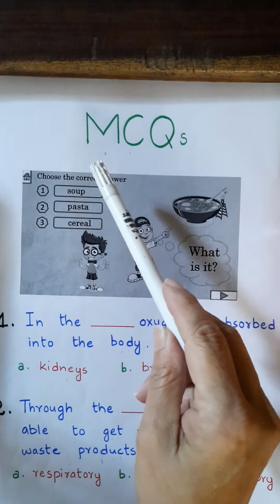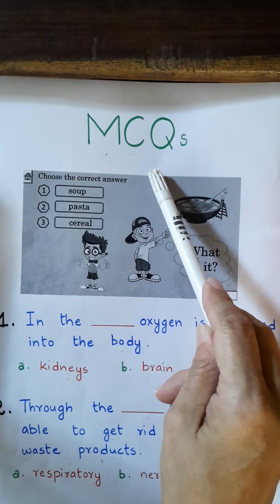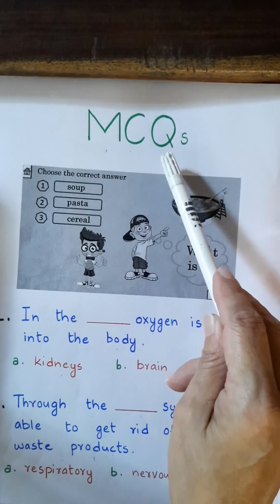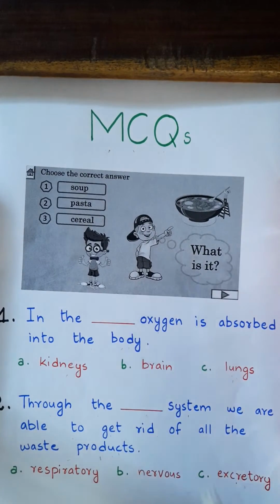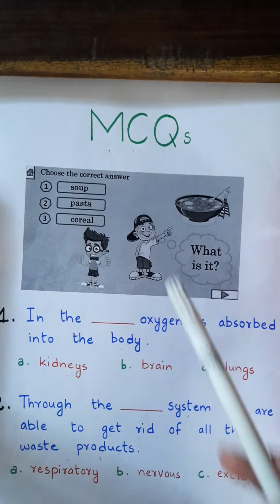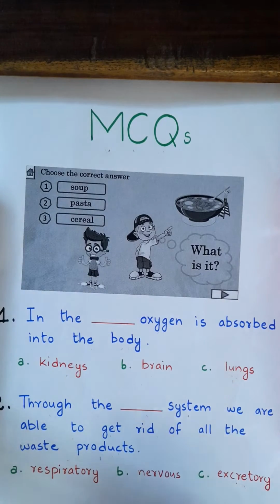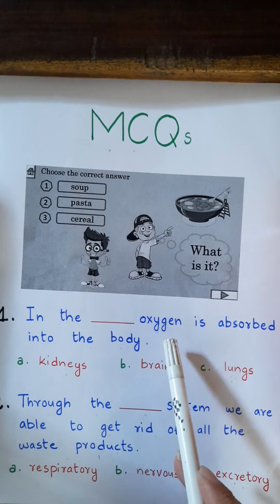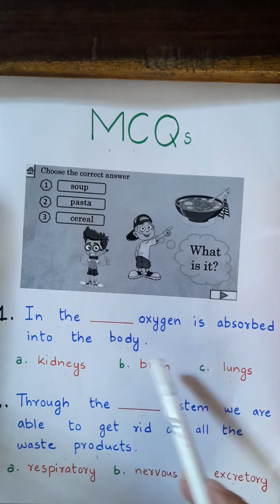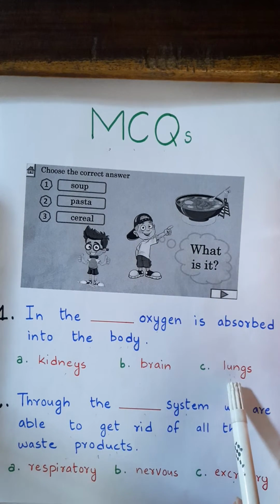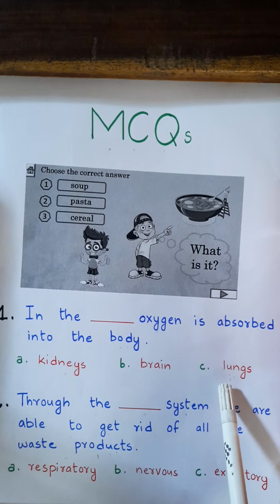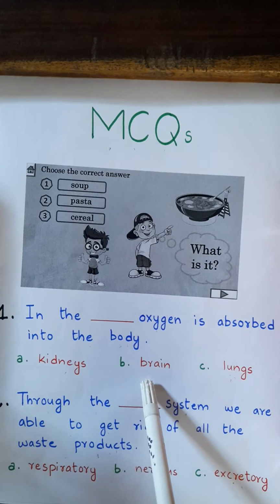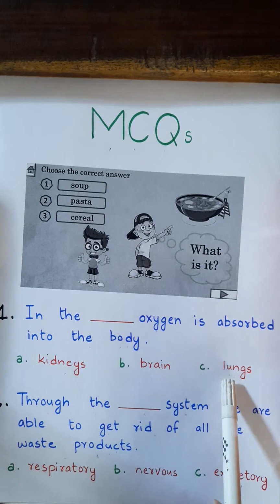Okay. Now you can make MCQs out of the given passage. What does the word MCQs mean? Multiple choice question. In a multiple choice question, a number of choices are given for a particular statement or a question. For example, in the dash, oxygen is absorbed into the kidney. We are talking about oxygen. Obviously, oxygen taking in is done by means of the lungs. So, lungs is the correct option. Kidneys get rid of the waste products. Brain is the control center. So, the correct option is lungs.